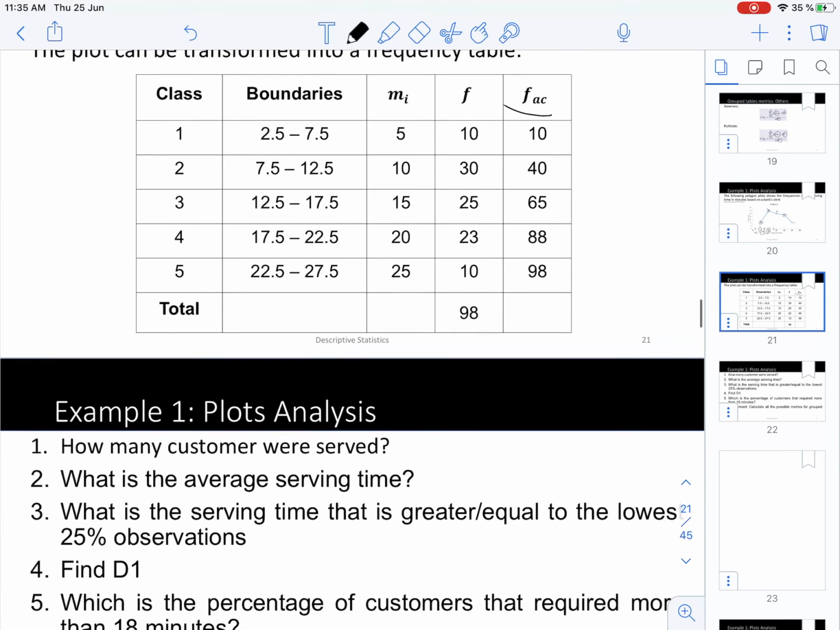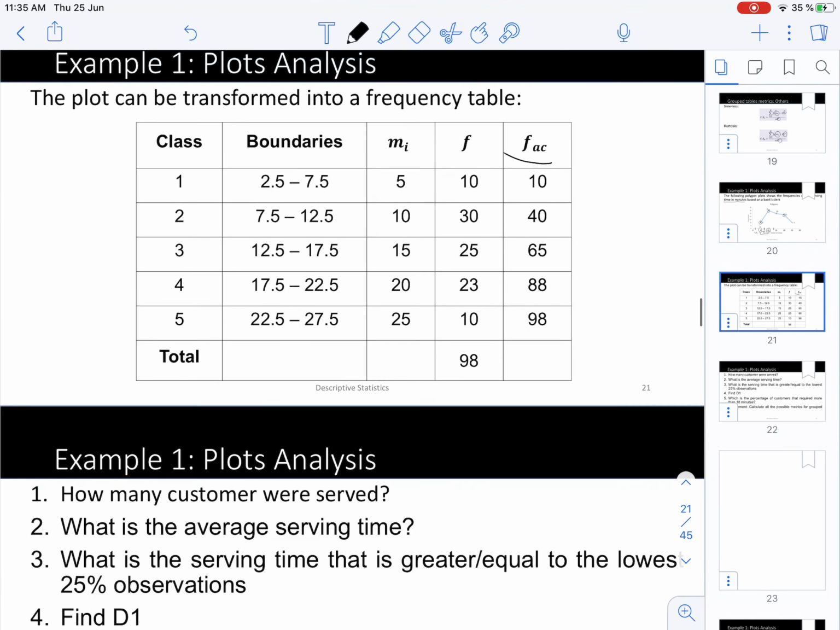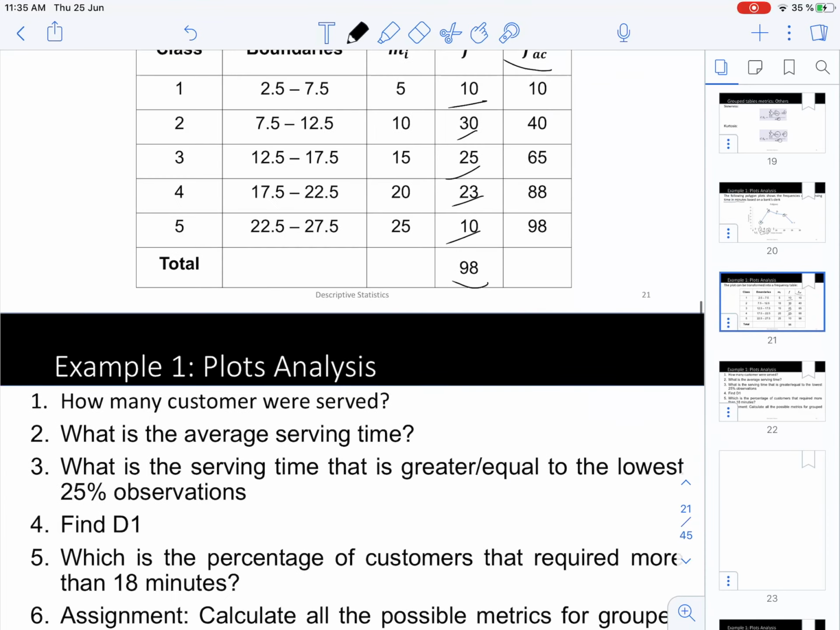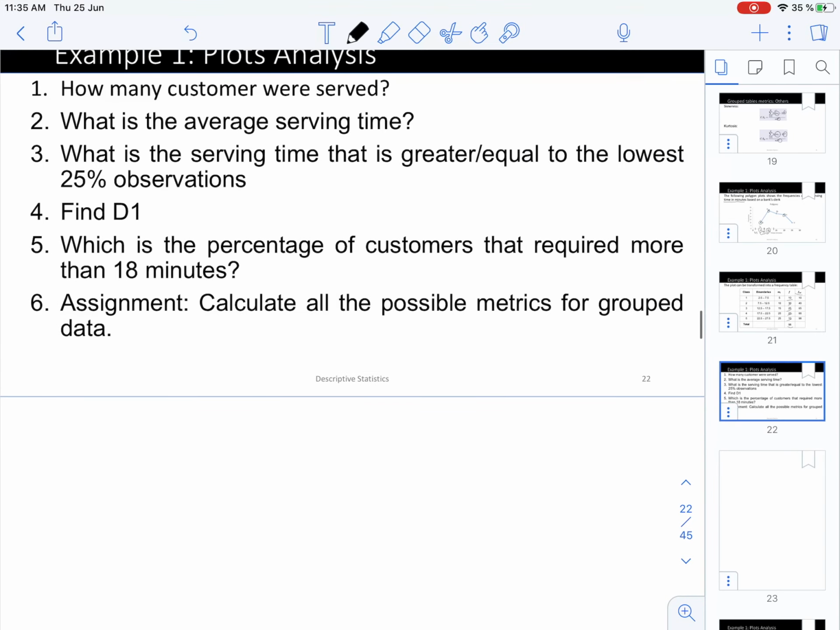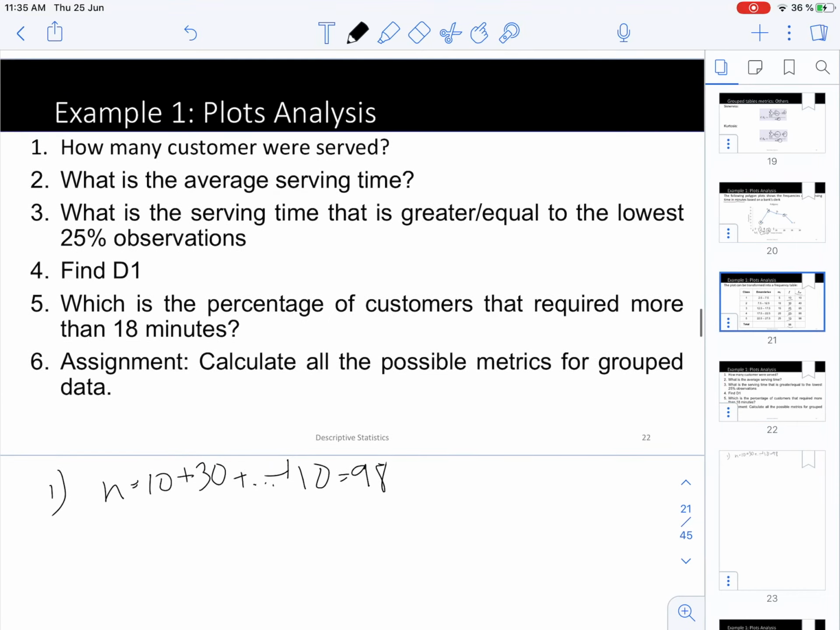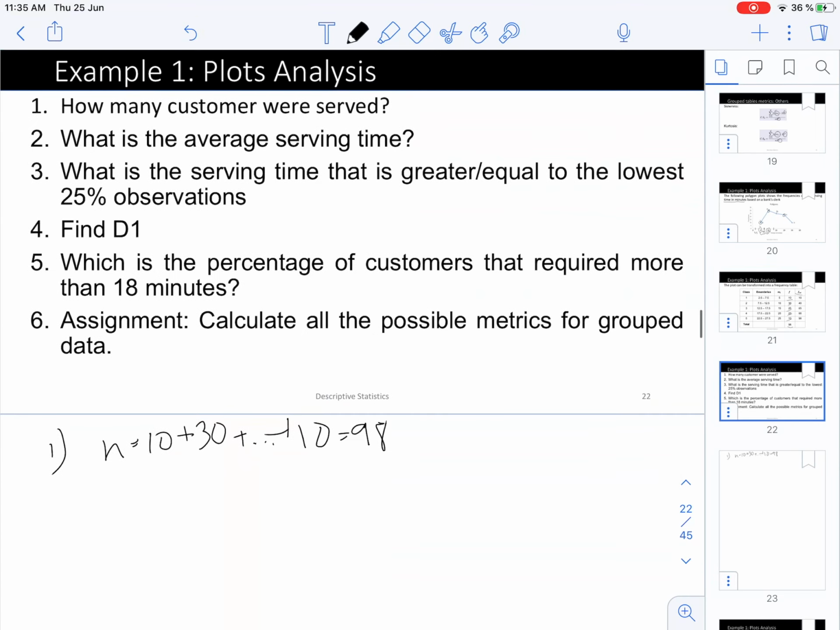Then let's go to a table, and we know the frequencies, right? 10, 30, 25, 23, 10. So in total, 98 customers were served in the analysis. So N is going to be equal to 10, that's the frequency of the first class, plus the frequency of the second class, up to the frequency of the last one. So 98 customers were served in total in this study.